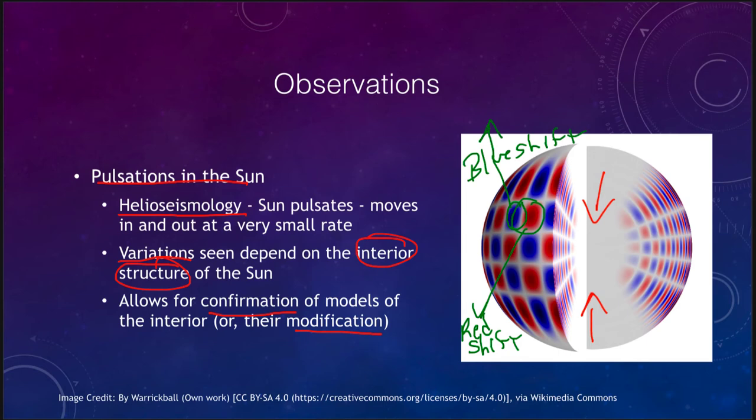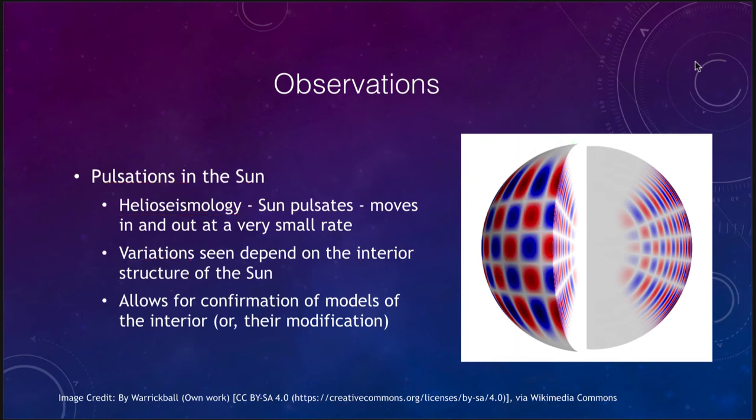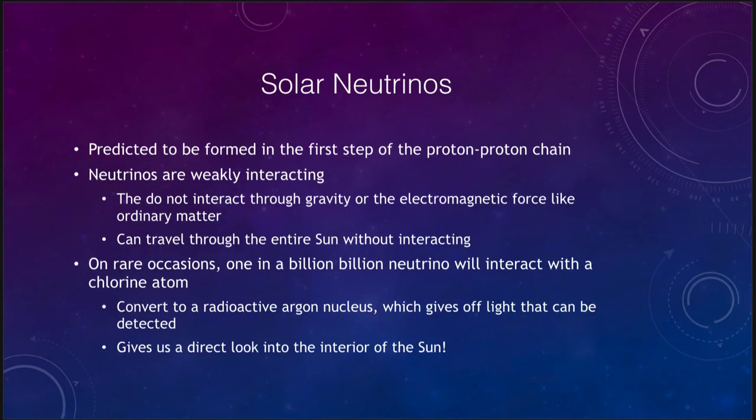Now, one other way we can use to study the interior is the solar neutrinos. Neutrinos are produced in the very first step of the proton-proton chain. And if you recall, that was when we had two protons coming together, and they formed deuterium, which had a proton and a neutron. And one of the other things that came off was a positron, which is an electron with a positive charge, and a neutrino.